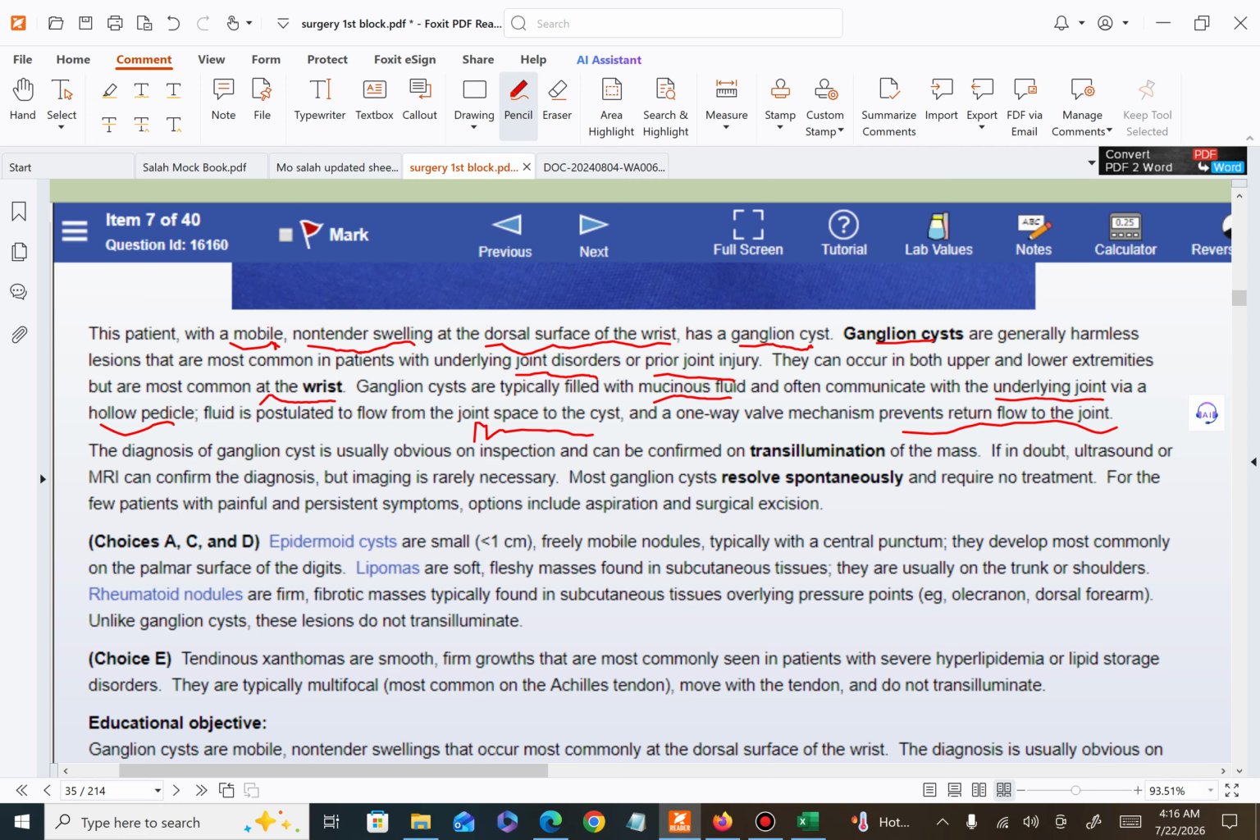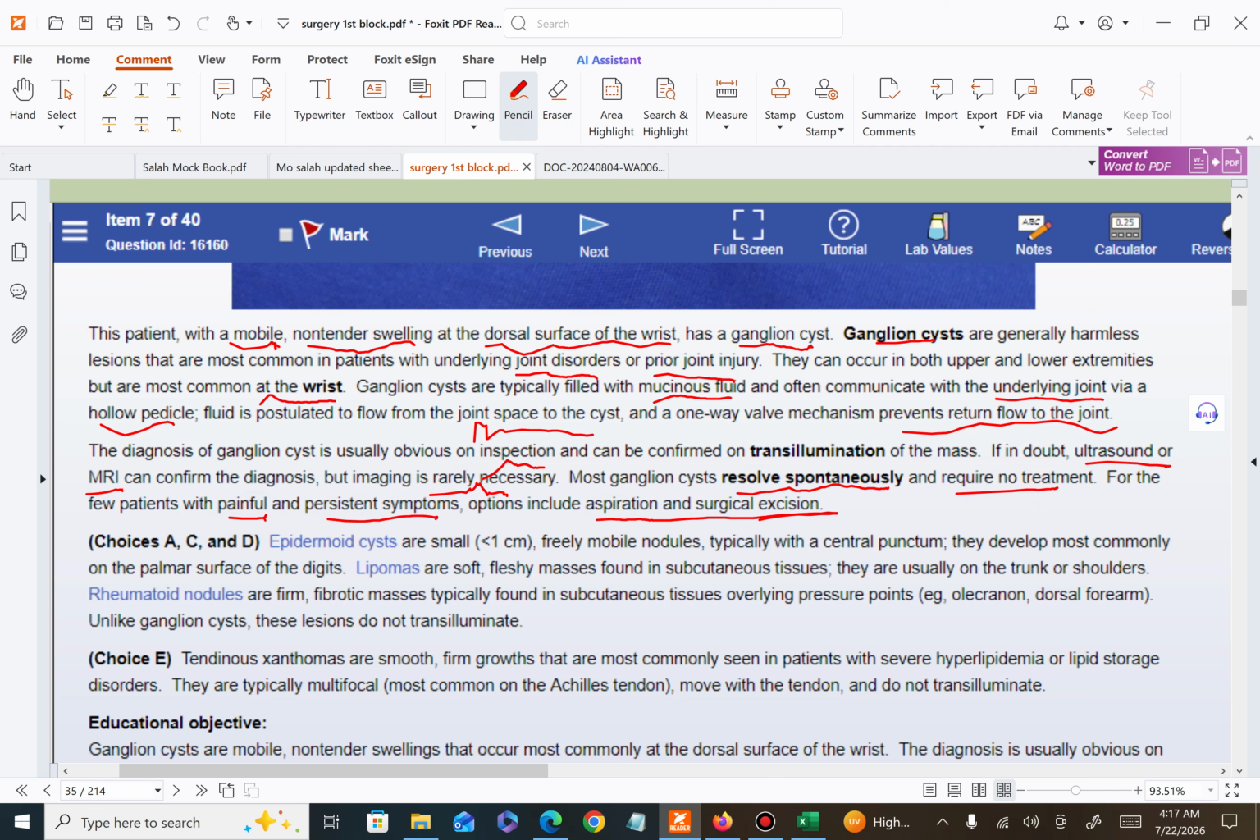The diagnosis of ganglion cyst is usually obvious on inspection and can be confirmed on transillumination of the mass. If in doubt, ultrasound or MRI can confirm the diagnosis, but imaging is rarely necessary. Most ganglion cysts resolve spontaneously and require no treatment. For the few patients with painful and persistent symptoms, options include aspiration and surgical excision.